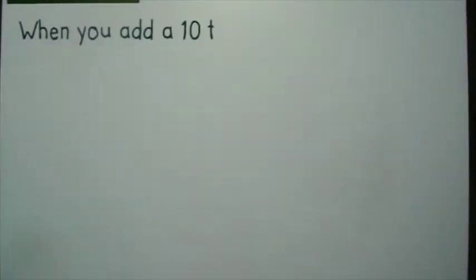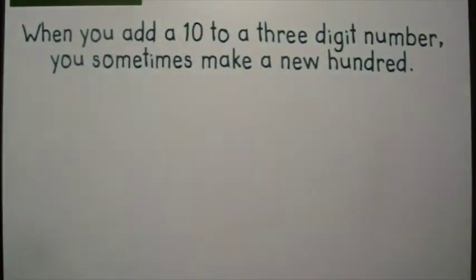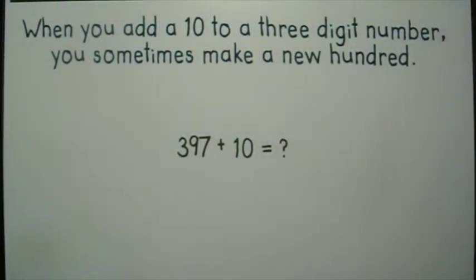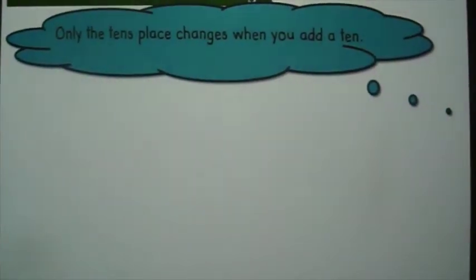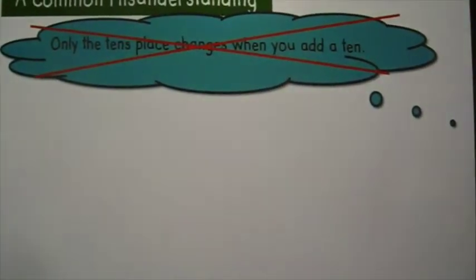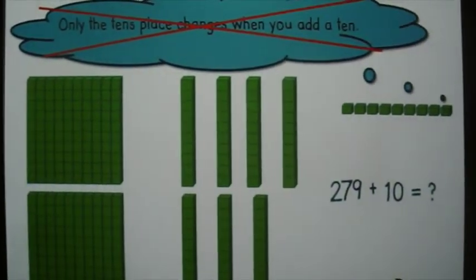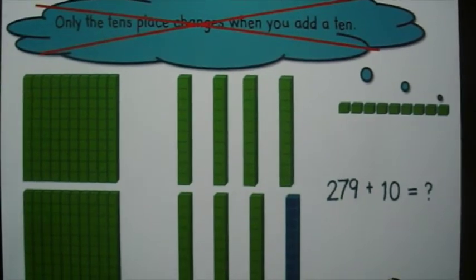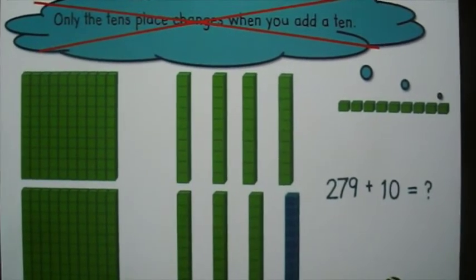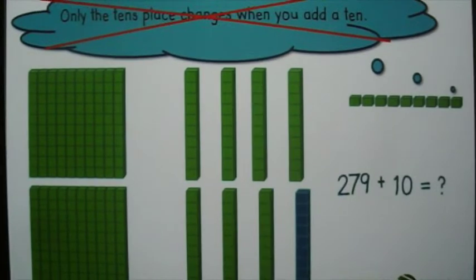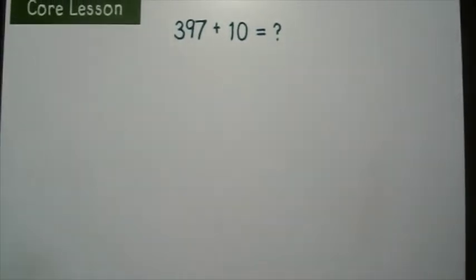When you add a 10 to a 3-digit number, you sometimes make a new hundred. The number sentence we're going to focus on now is 397 plus 10. You might think that only the tens place changes when you add a 10, but that's not always true. In 279 plus 10, that is true, because we're adding 1 ten and we get 289. You will see that it is not true when we're adding 10 to a number that has a 9 in the tens place. So again, here's 397 plus 10.